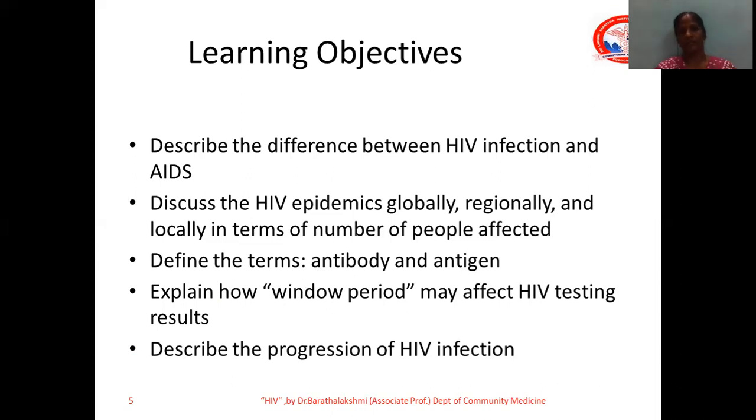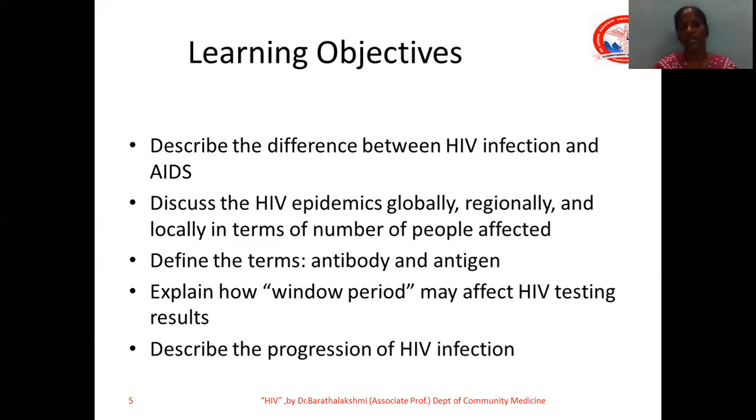Among the different states, we have grouped the states into high prevalence states, moderate prevalence states, and low prevalence states. High prevalence states are those which have the HIV incidence or prevalence more than the expected number. So the target is when the HIV infection rate is more than 5% in the general population and more than 1% in antenatal women, that state is said to be a highly prevalent state.